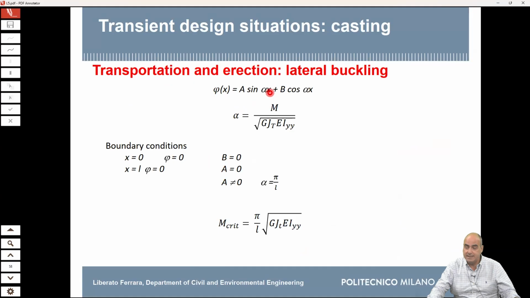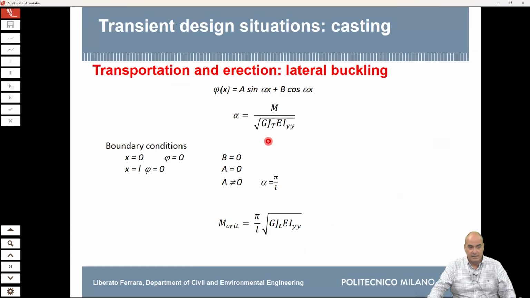And if I put x equal to 0, what do I get? A times the sinus of 0, the sinus of 0 is 0, plus B times the cosinus of 0, the cosinus of 0 is 1. I get B. B has to be equal to 0.